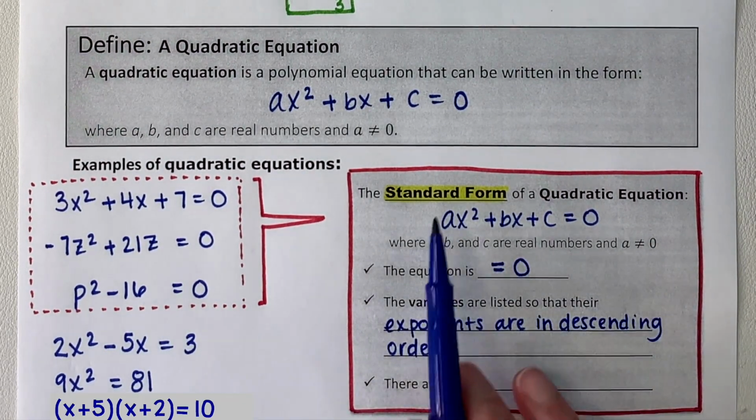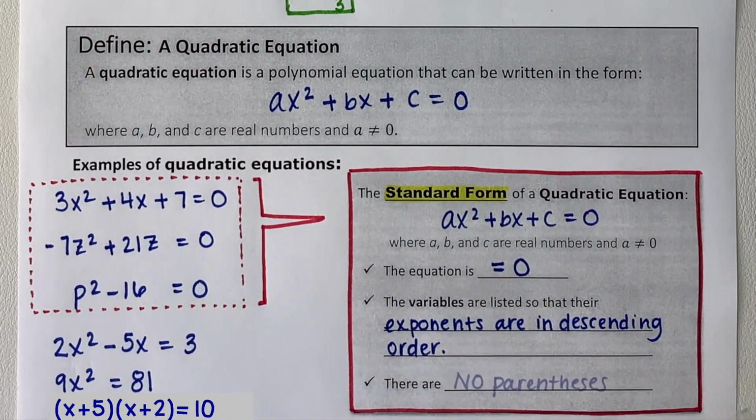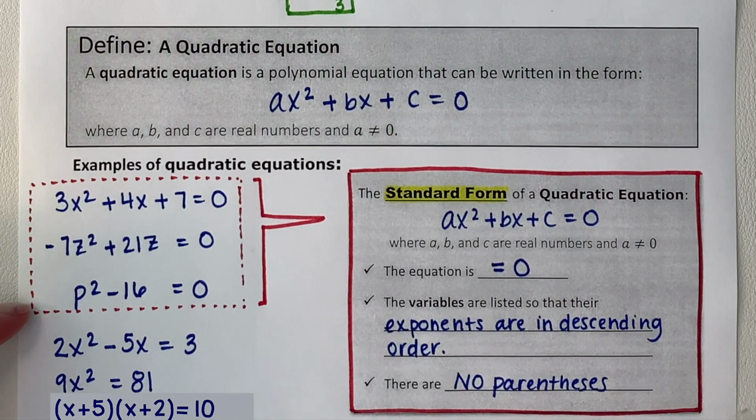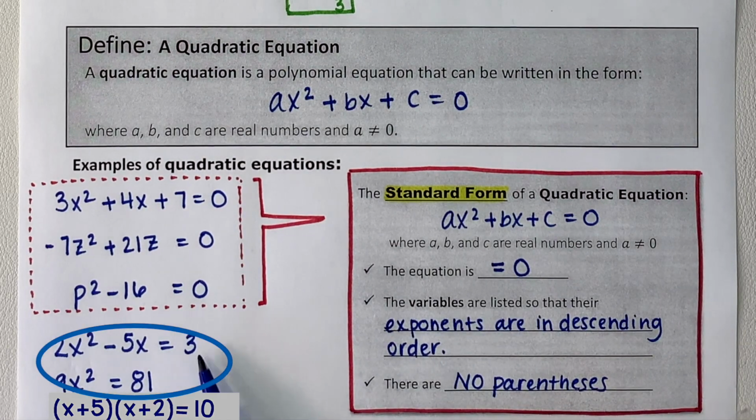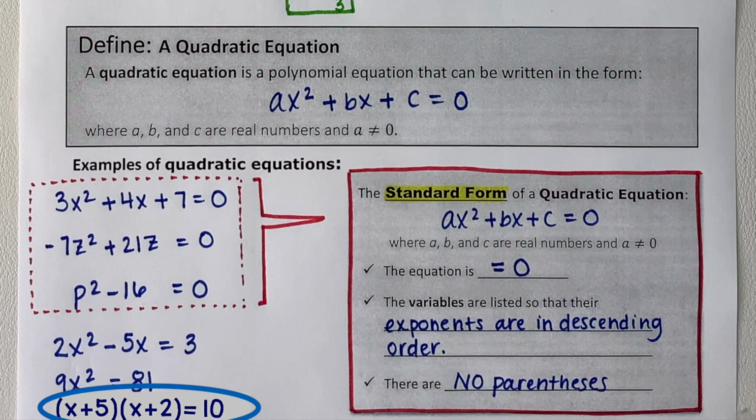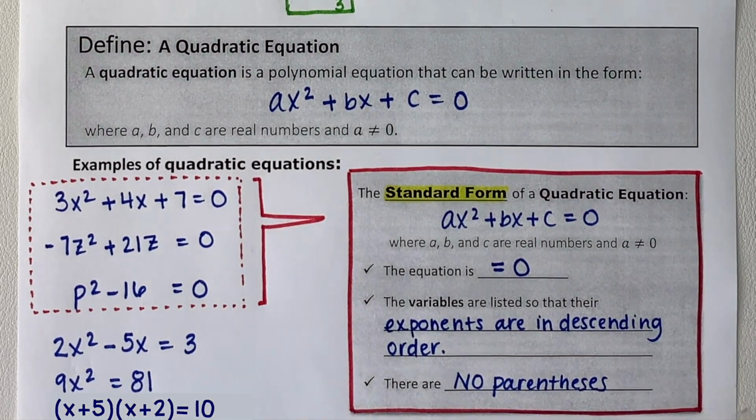The last requirement for standard form is that there are no parentheses. None of these equations here have any parentheses. Notice these bottom three equations are not written in standard form. These two are not in standard form since they are not equal to 0. This bottom equation is not in standard form for two reasons. One, it is not written so that it's equal to 0, and two, there are parentheses. Now that we've discussed the standard form of quadratic equations, let's take a look at some more examples.